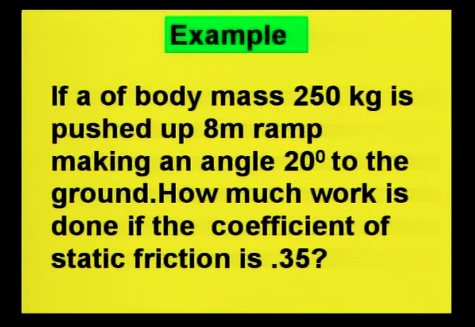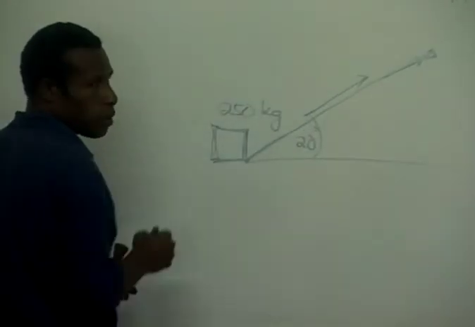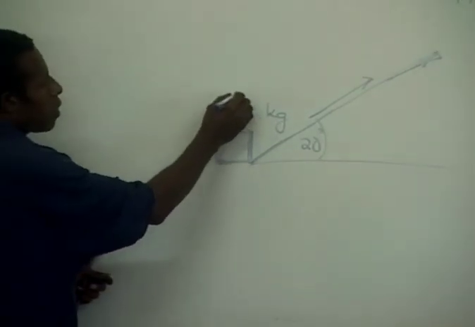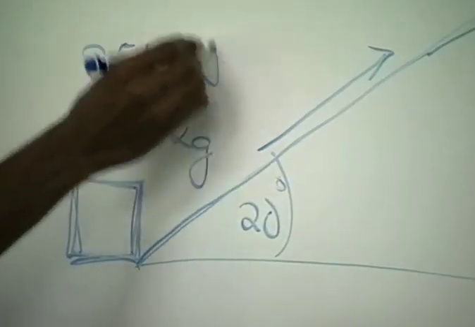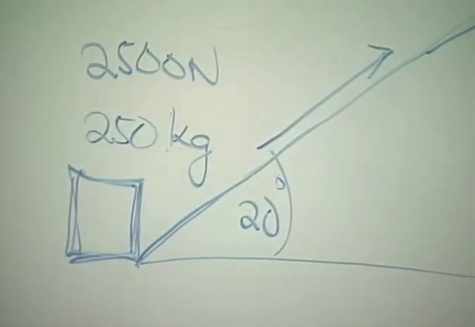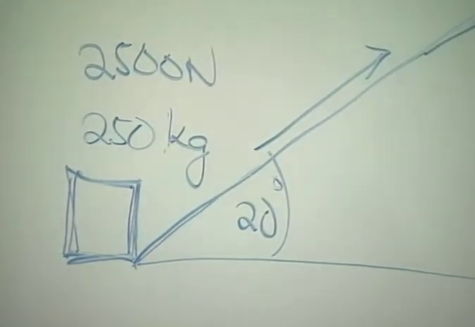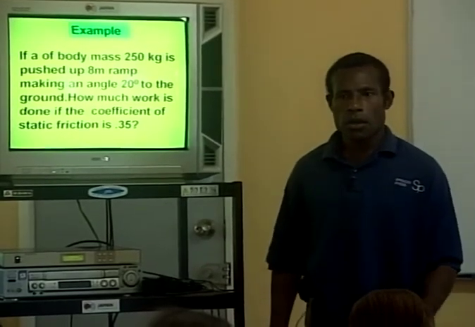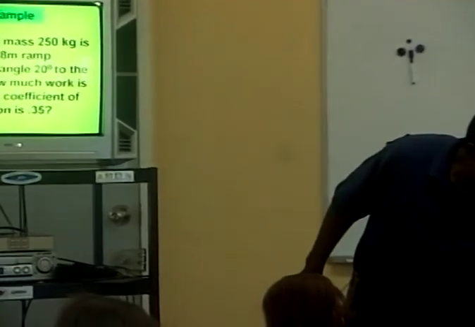Let's say this one is 250 kilograms. The force will be 2,500 newtons. Now, how much work is done if the coefficient of static friction is 0.35, or if the kinetic friction is 0.35? I will give you time to copy that information.